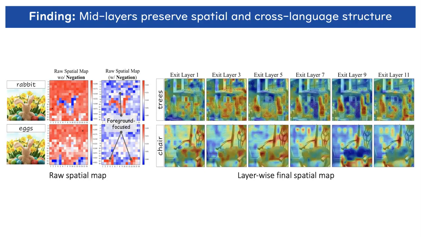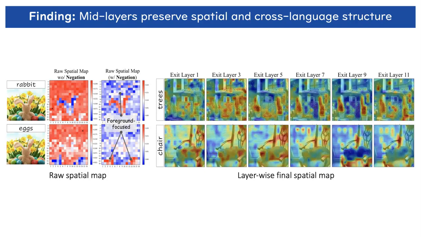Yes. On the left is our raw spatial map. Without negation, though, we observe the opposite visualization phenomenon, where the target foreground is anti-correlated with the query, so the map lights up everywhere except for the target object, in this case, the rabbit and eggs. This is because cosine of negative u equals negative cosine. A simple principal sign flip inverts this into a clean foreground-focused map.